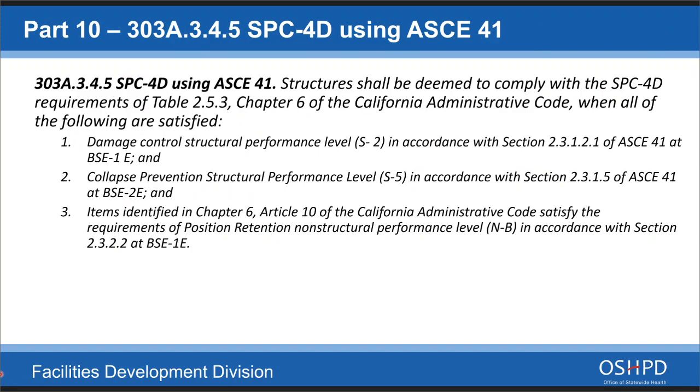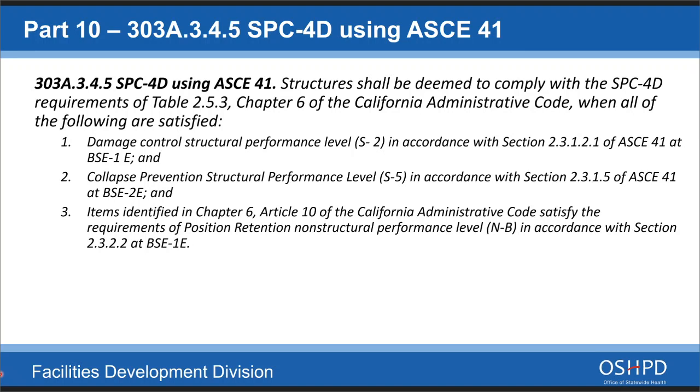Okay, so what are the requirements for getting an SPC4D building from an SPC1 or SPC2? There are three criteria that need to be satisfied. First of all, it needs to meet the damage control structural performance level at the BAC1E.